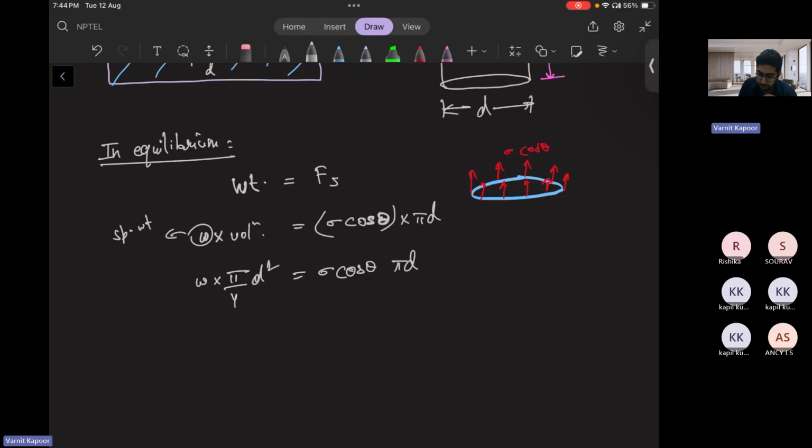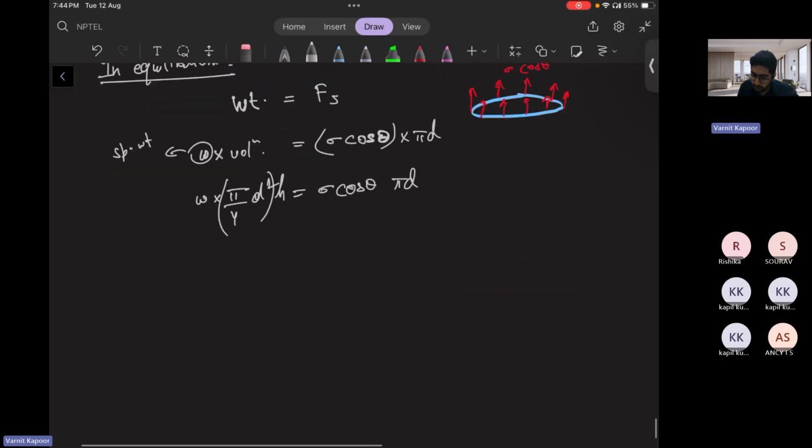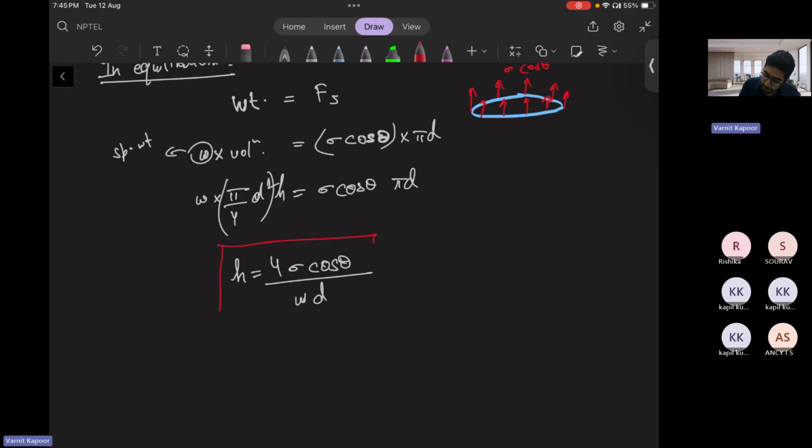So from here, what you will get? Pi by 4 d square h. This is the volume. Pi by 4 d square is the area into height, so the volume of a cylinder is pi by 4 d square h. So from here you will get the height up to which it has risen: h equals sigma cos theta into 4 divided by pi w d. And this is your very important expression.